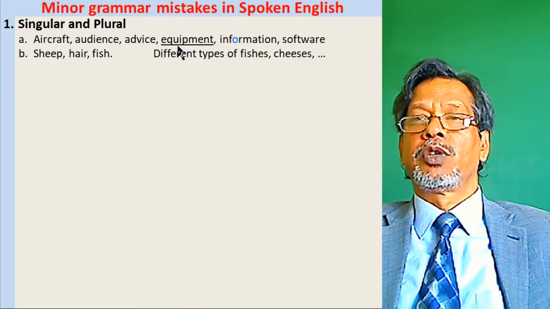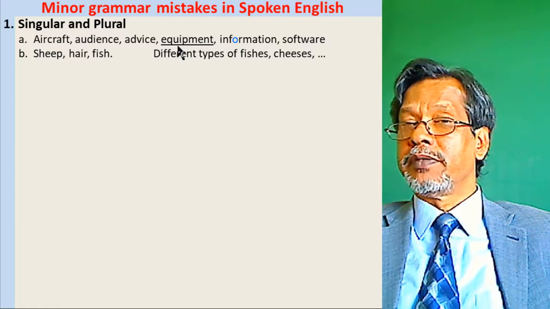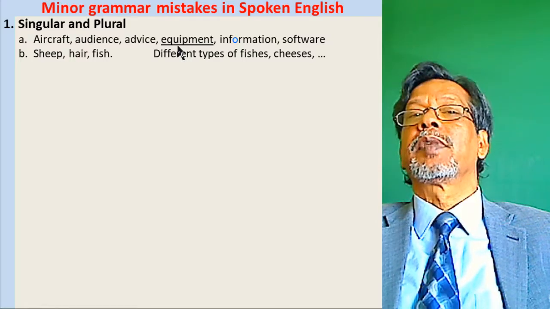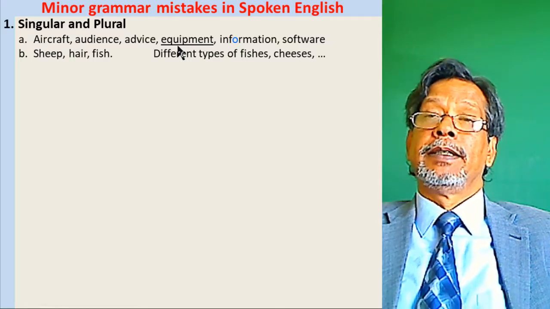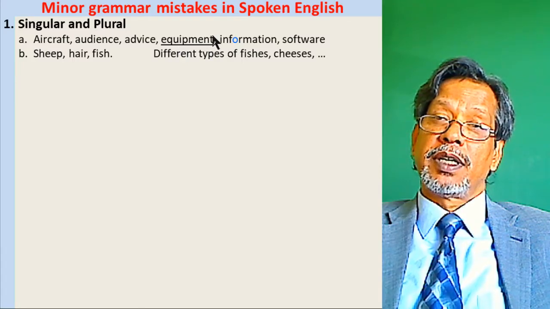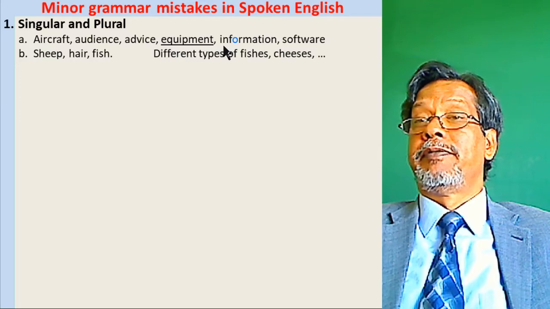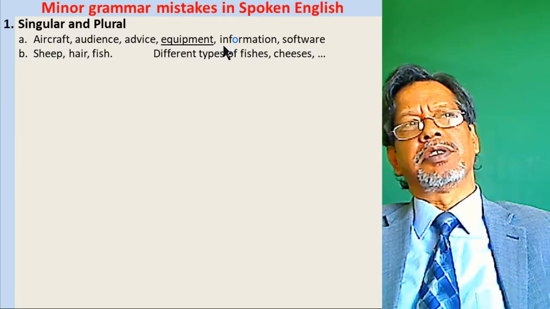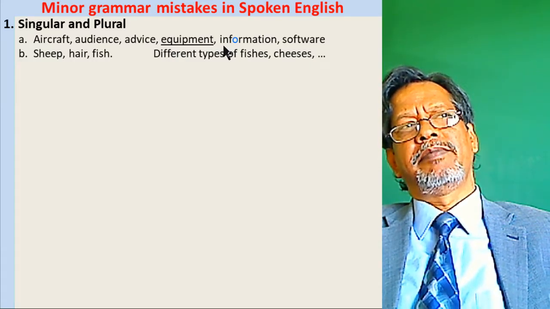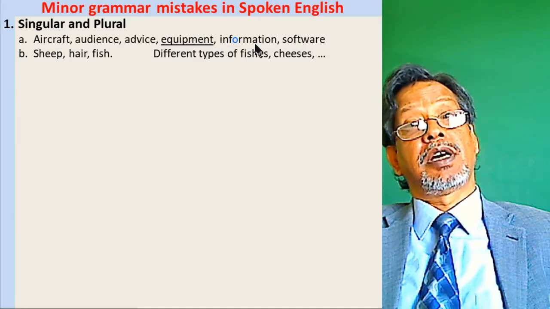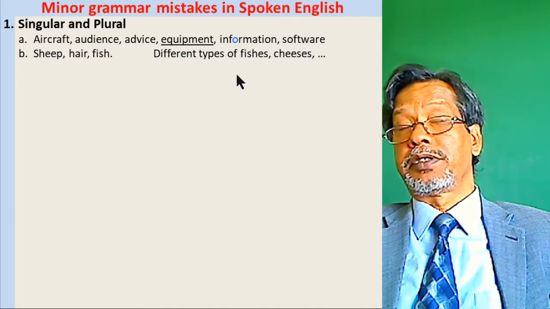"Equipments" is wrong. Equipment. You can say pieces of equipment. Okay? But equipment does not have the plural form "equipments." It's wrong. How about this? Information. "He gave me many informations." No. He gave me much information. It's uncountable. You cannot change that to "informations." Okay?